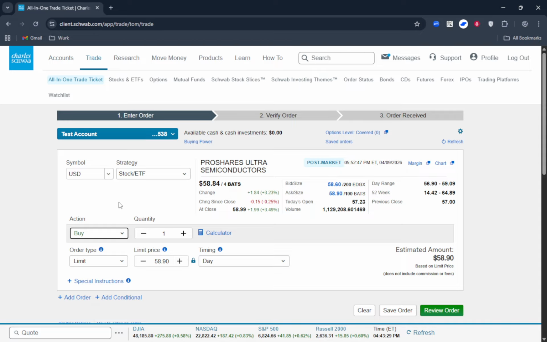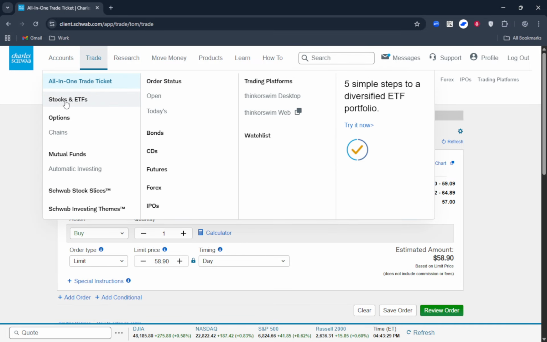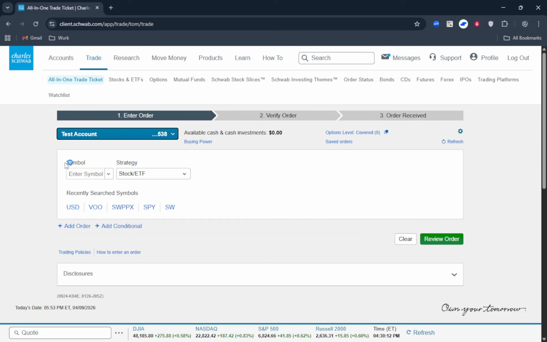Here's how to place it on the Schwab website. Log in at schwab.com. From the main navigation, go to Trade and open the all-in-one trade ticket. If you prefer, you can also use the snap ticket that appears on many pages. First, select the account you want to trade from so the order is routed correctly. Enter the symbol for the stock or ETF. Under Action, choose Buy if you're purchasing shares or Sell if you're offloading them.